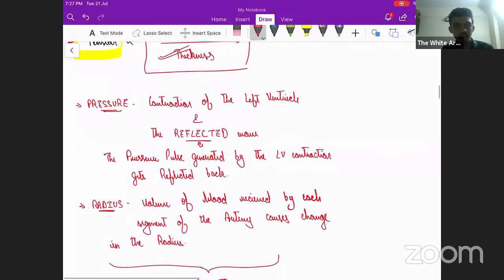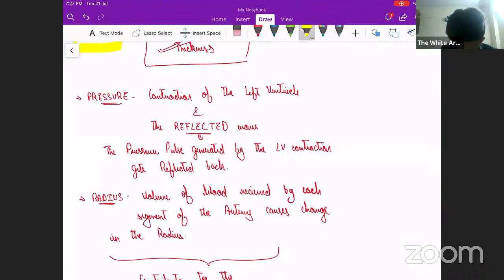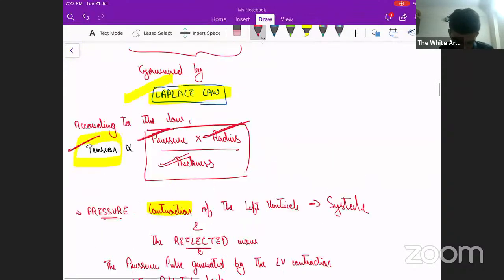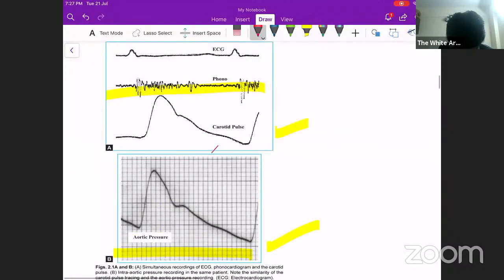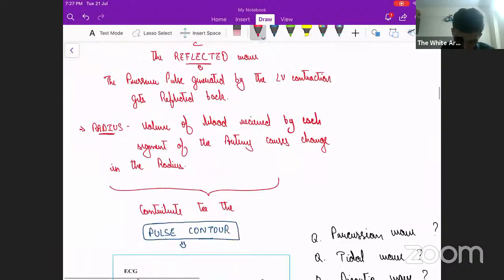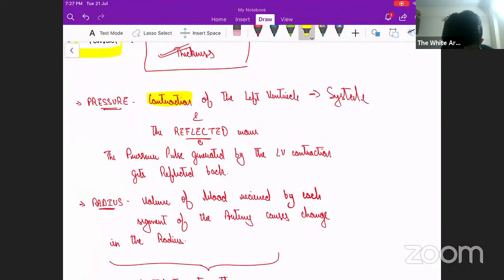First one is pressure. How is this pressure generated? It is developed by the contraction of the left ventricle. This happens during systole. But in the waveform recorded, there is a diastolic component also, correct? So how is this formed? The diastolic component is because of the reflected wave. And how is this generated?